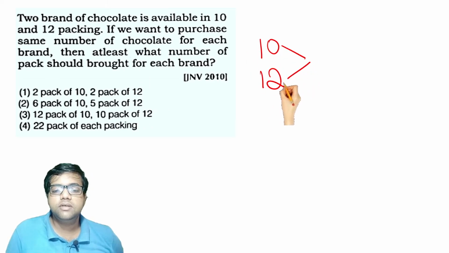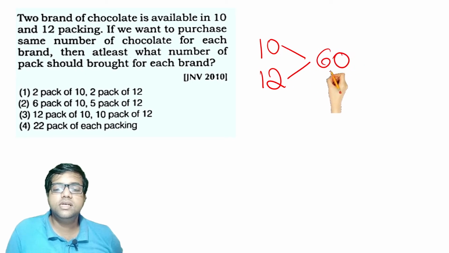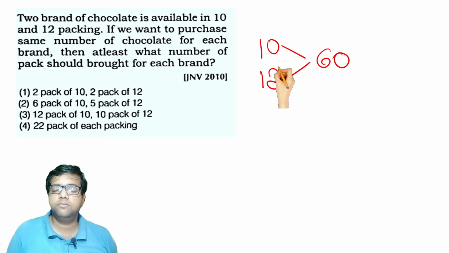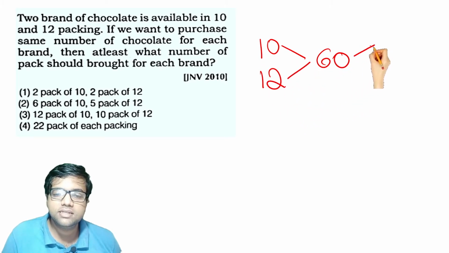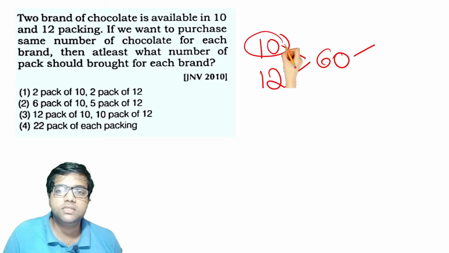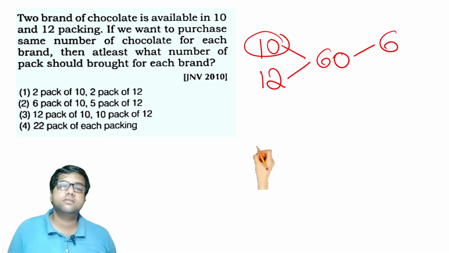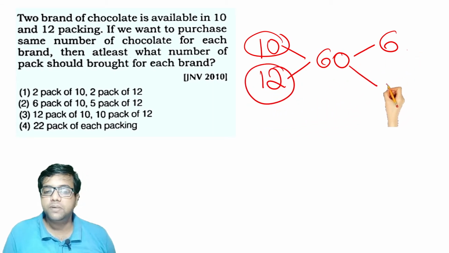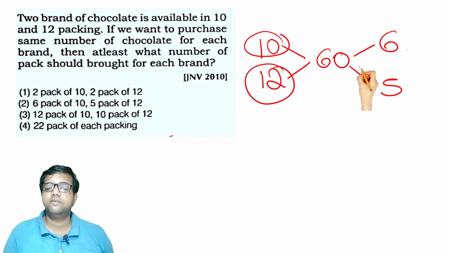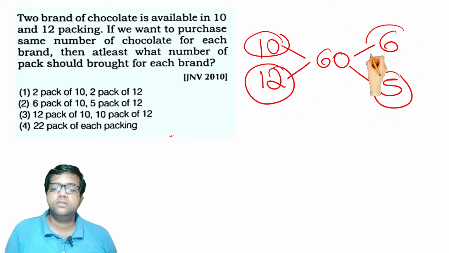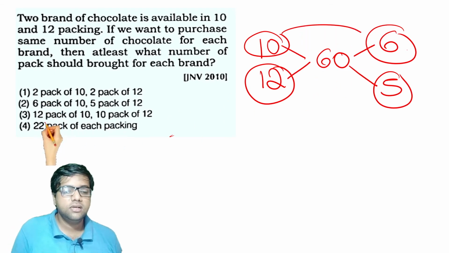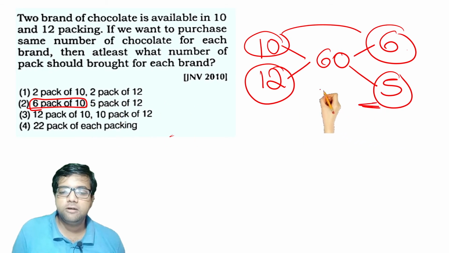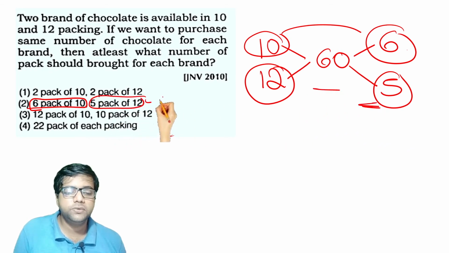So what is the LCM here? 60 is the LCM, right? You know how to find the LCM of 2 numbers. With 60 as the LCM, for the brand with 10 chocolates you need to purchase 6 packets, and for the brand with 12 chocolates you need to purchase 5 packets, because 12 fives are 60 and 10 sixes are 60. So 6 packs of 10 chocolates and 5 packs of 12 chocolates. Option 2 is the right answer.